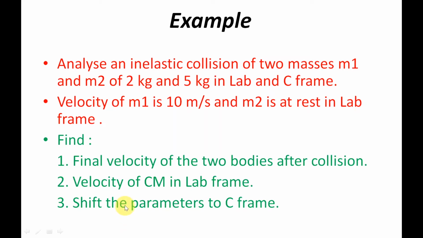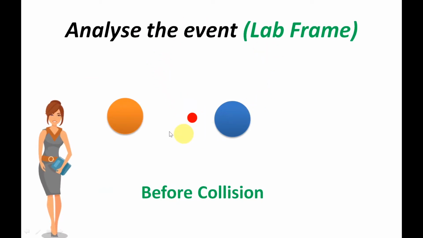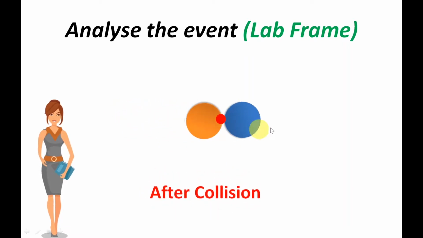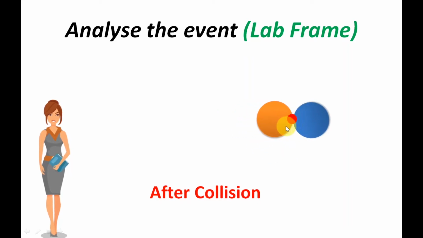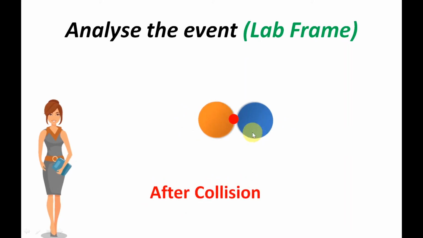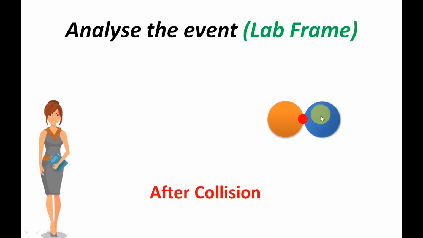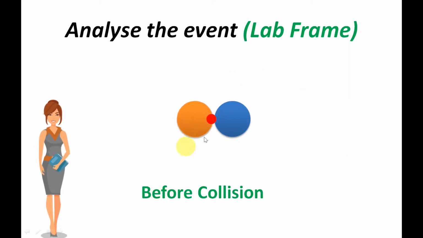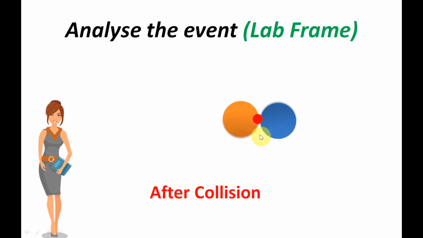So now let's understand the whole situation with the help of an animation. Let's move on to the animation. Suppose here are two particles. This is one particle, this is another particle, and this red dot is the center of mass. When this particle comes and collides with this particle, it is a perfectly inelastic collision that is going to happen between these two particles. So this is the scene before collision. This is what is going to happen after collision.